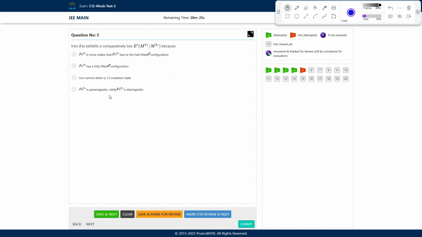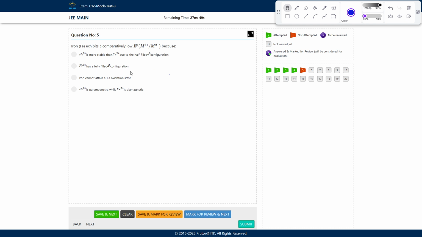So there are 4 reasons given. You have to select the correct one. Iron 3+ is more stable than iron 2+ due to the half-filled d5 configuration. Iron 2+ has a fully filled d6 configuration. Iron cannot attain a +3 oxidation state. Or iron 3+ is paramagnetic while iron 2+ is diamagnetic. So you have to tell which reason is the correct reason for iron exhibiting a lower E naught value.